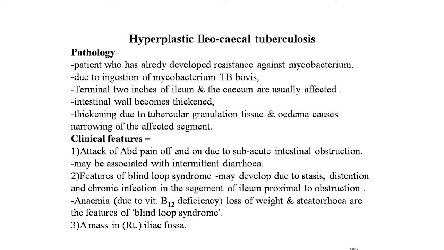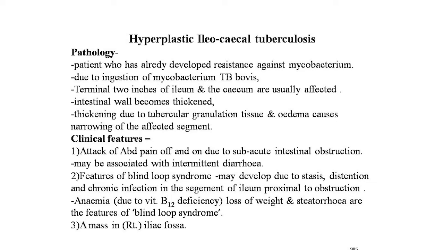Now, pathology: it occurs in a patient who has already developed resistance against Mycobacterium tuberculosis due to the ingestion of Mycobacterium bovis. The terminal 2 inches of ileum and the caecum are usually affected. The intestinal wall becomes thickened. Thickening due to the tubercular granulation tissue and edema causes narrowing of the affected segments.